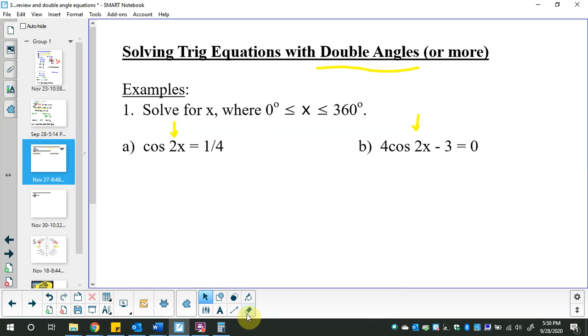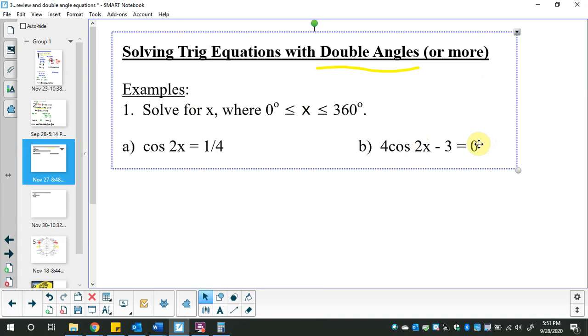Let's erase some of this stuff and we'll get at her. So these are double angles. It also applies for more than double angles. So that's why I've titled it double angles or more. So if this was a triple angle or something even higher than that, you would deal with it the same way.